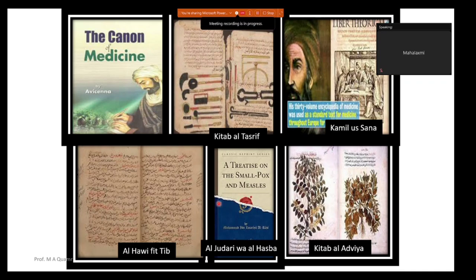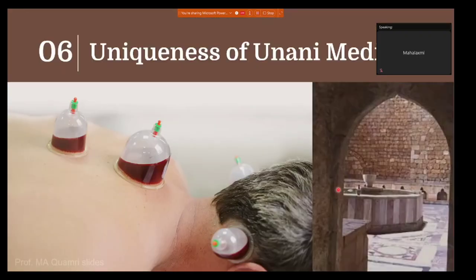I'm very happy to place before all of you that Razi gave a very clear description of the treatise on smallpox and measles and their treatment. Kitab al-Adwiya, from the 7th century AD up to the 12th century, nearly 2000 different herbs and their indications have been mentioned in this book by Antaki.